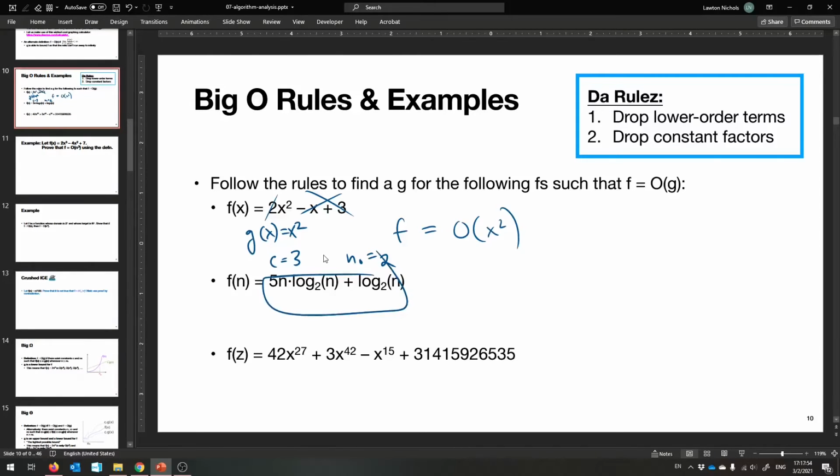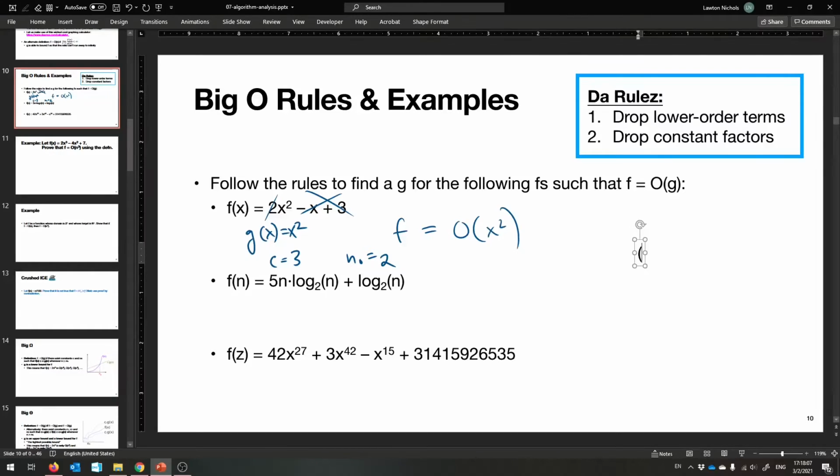This one. Let's follow the rules to find this one now. I guess technically I didn't have to give the c and the n naught, but at least it was good to prove this first one for posterity. Also give c and n naught for this one.